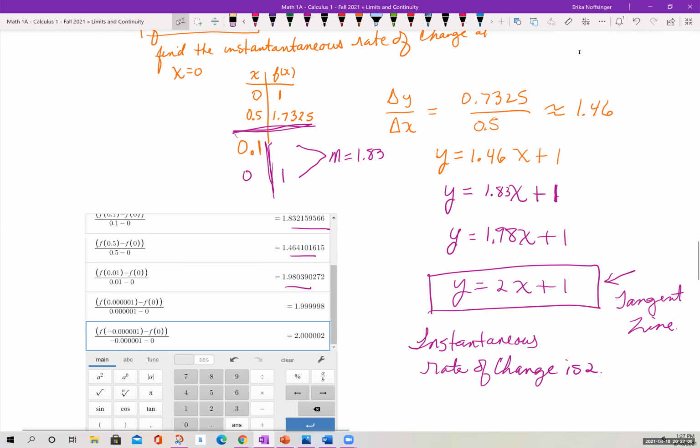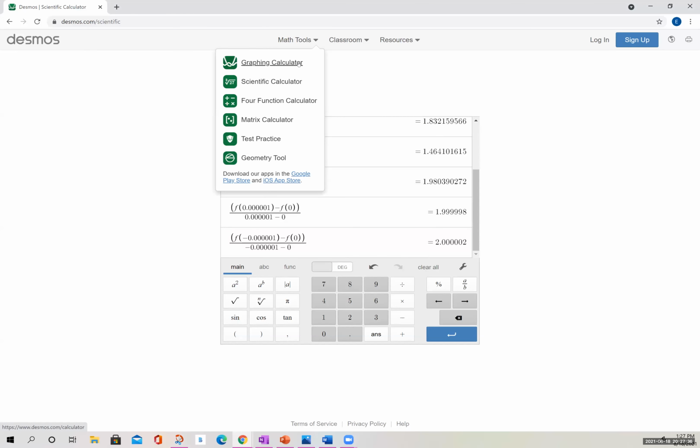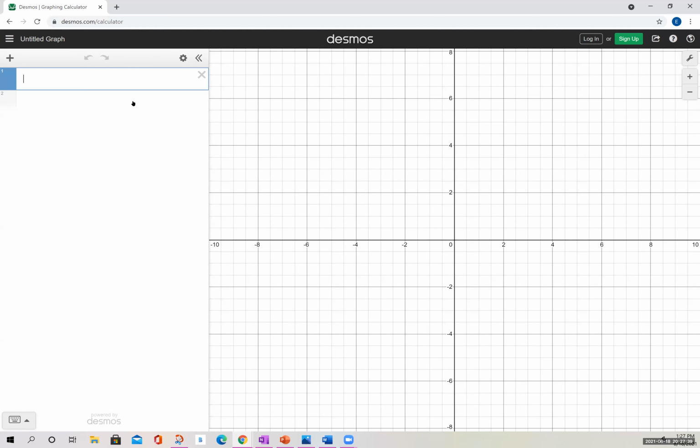So I'm just going to go back and graph a couple of these equations to show the difference between a secant and a tangent line graphically. I'm going to go back to my math tools, graphing calculator. That pulls me back up here. I want to graph again the equation that we were looking at, which was the square root of 4x plus 1 underneath the radical.